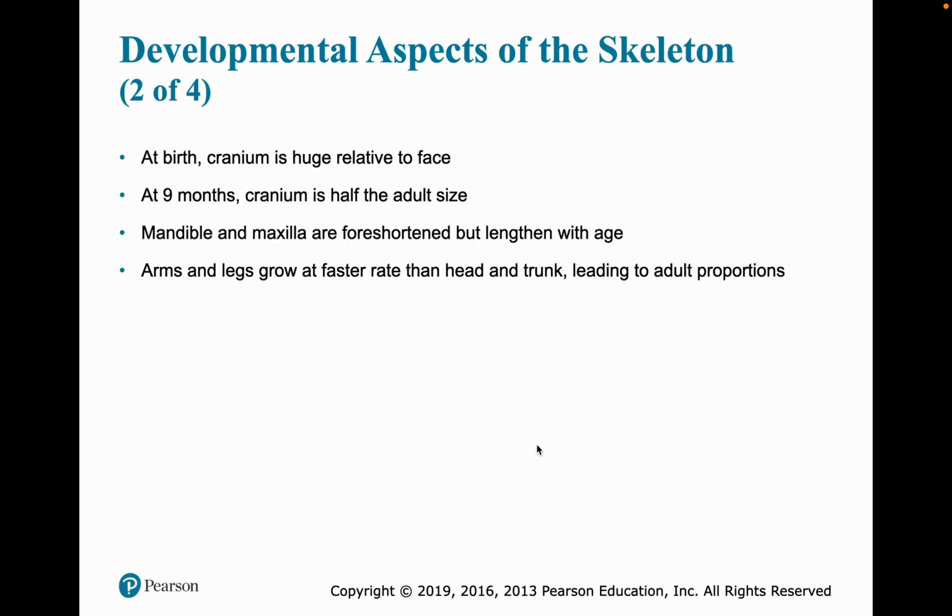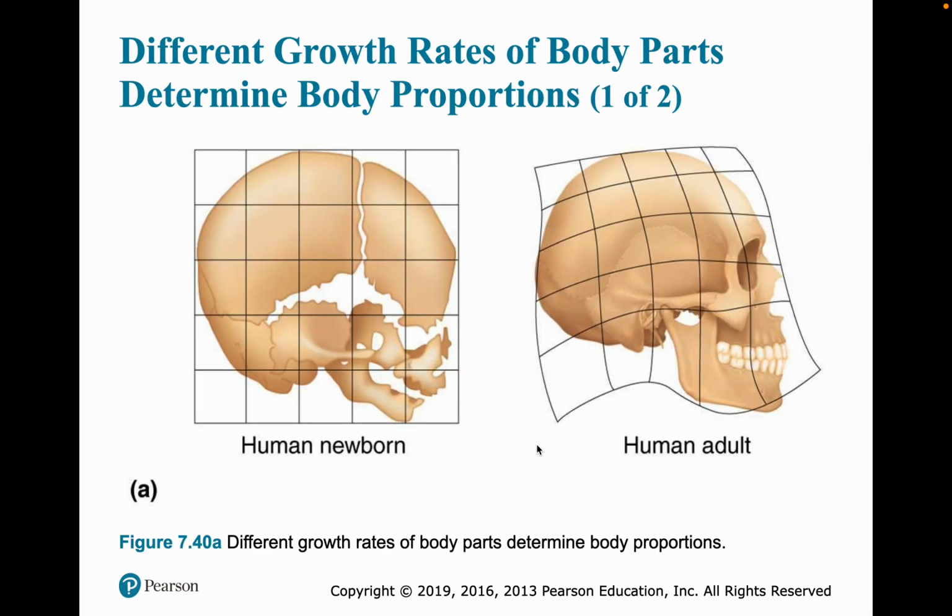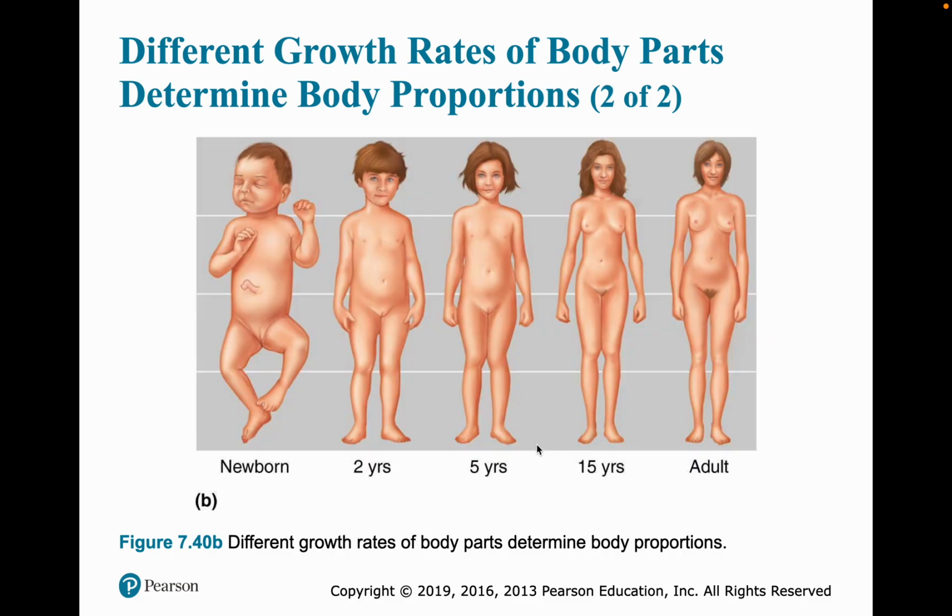At birth, the cranium is huge relative to the face. At 9 months, it's about half adult size. The mandible and maxilla are foreshortened but lengthen as we get older. Arms and legs grow at a faster rate than the head and the trunk, which leads to our final adult proportions, mapped out here in just the skull and here over the course of life.